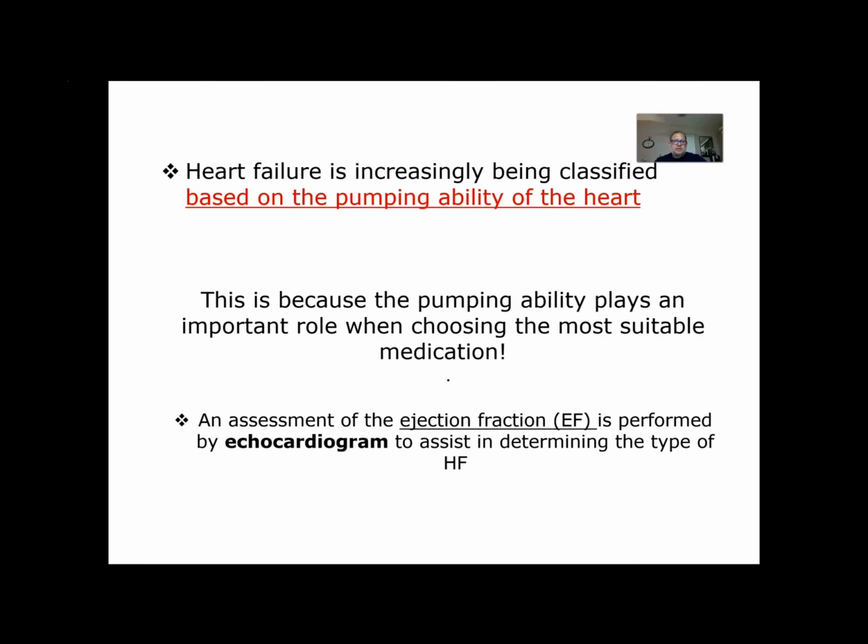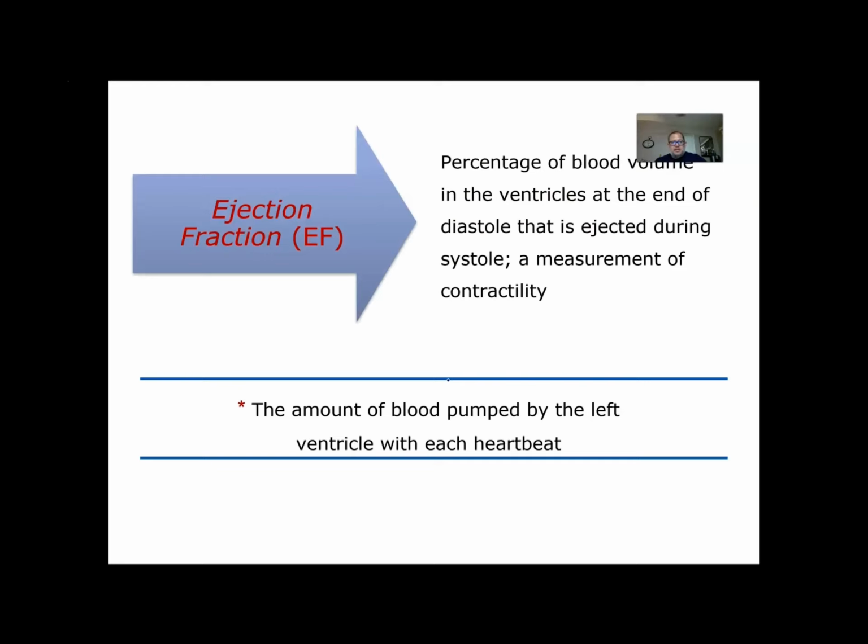Heart failure is increasingly being classified based on the pumping ability of the heart. This is because the pumping ability plays an important role in choosing the most suitable medication. An assessment of the ejection fraction is performed by an echocardiogram to help determine the type of heart failure. The ejection fraction is the percentage of blood volume in the ventricles at the end of diastole that is ejected during systole. It's a measurement of contractility.